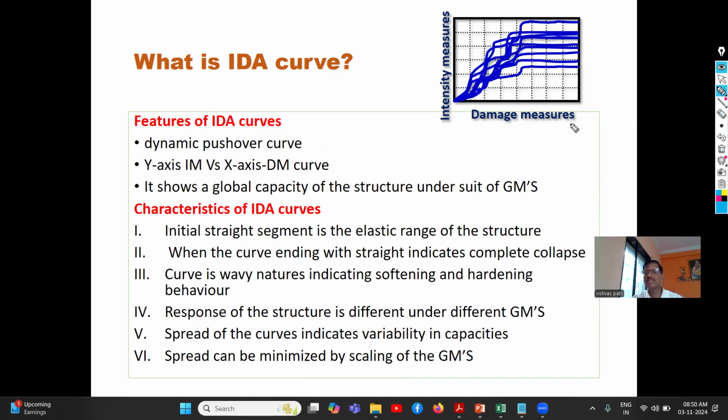Then what are the characteristics of the IDA curve? If we observe carefully, initially all the curves are showing a straight response. It indicates the elastic zone, and at the end, all the curves are running straight, which indicates complete collapse.